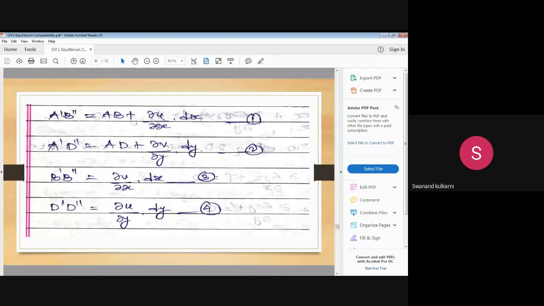What is meant by a dash b double dash? What is a dash d double dash? Then what is b dash b double dash d dash?